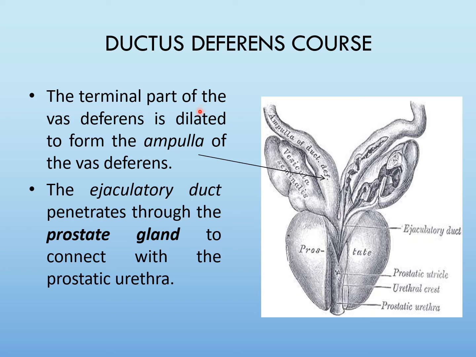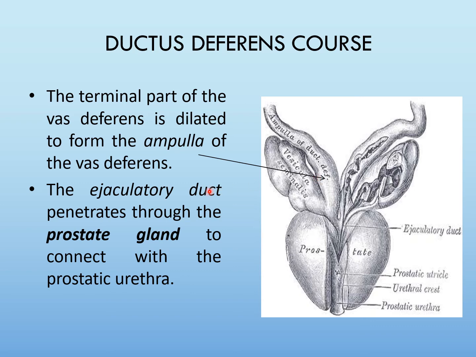The terminal part of the vas deferens is dilated to form the ampulla of vas deferens. In this image you can see this is the vas deferens. The terminal part, the most distal part before it joins with the duct of the seminal vesicle, gets dilated and that portion is called the ampulla of vas deferens.